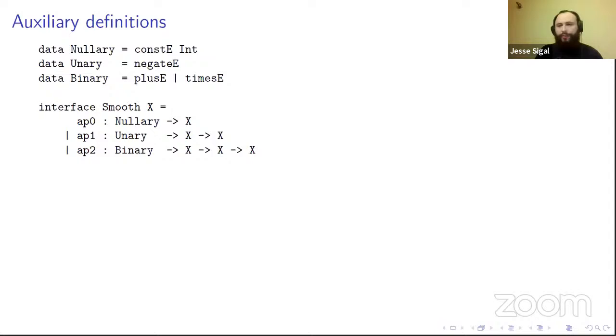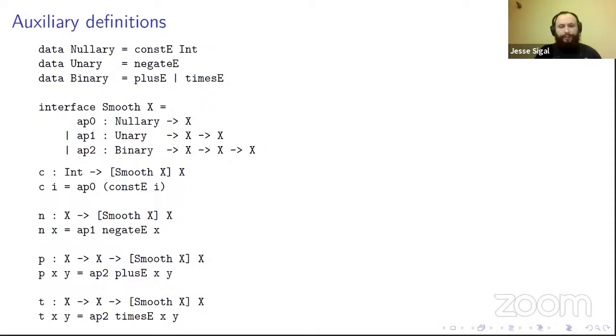In order to make everything more readable, I define these helper functions, which are basically just synonyms for constants, negation, plus, and times. As far as the operational semantics Frank is concerned, it really doesn't matter. We can pretend that these are commands themselves.